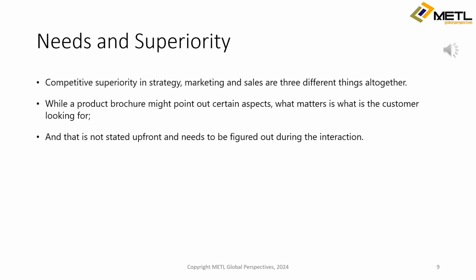Needs and superiority. Competitive superiority in strategy, marketing, and sales are three different things altogether. While a product brochure might point out certain aspects, what matters is what the customer is looking for. And that is not stated upfront. No customer will actually tell you upfront what they're looking for. They might say, I want a coolant, I want a refining agent, I want a caustic supplier. But what they might really want is regular supply, good quality caustic, and a decreased workload because of that. They don't want to spend more time maintaining the equipment. There are a lot of unsaid things. So that is not stated upfront and needs to be figured out during the interaction.